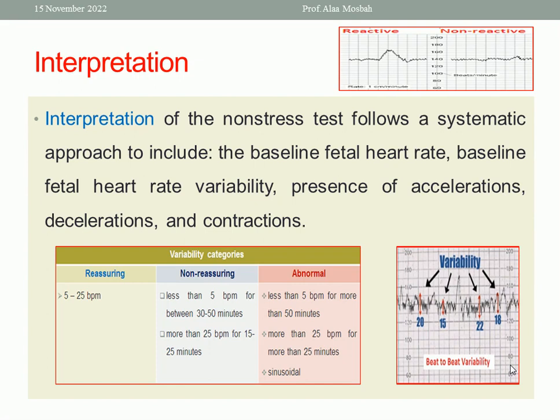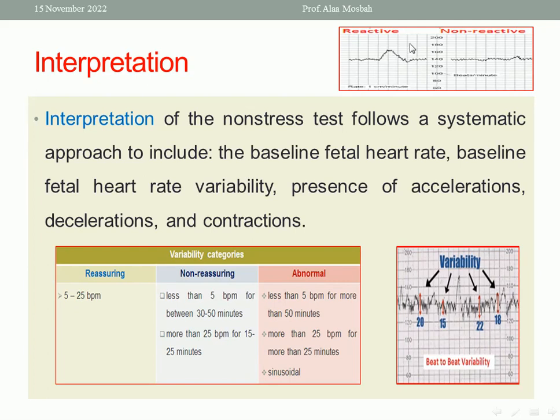What about interpretation of the result? Interpretation of the non-stress test follows a systematic approach, including, as I mentioned before, the baseline fetal heart rate. Yes, as in this picture, it is 140.